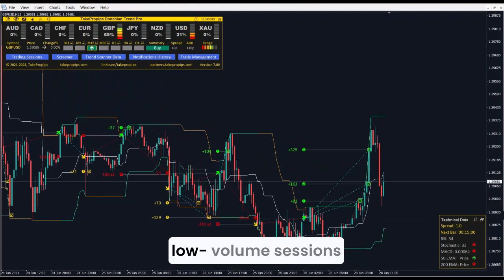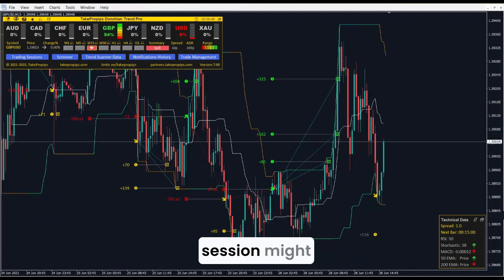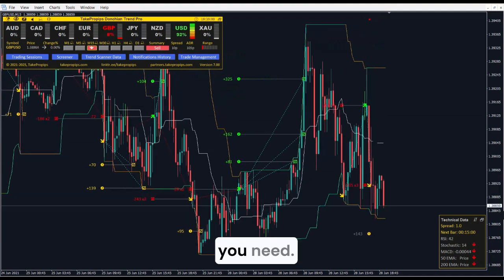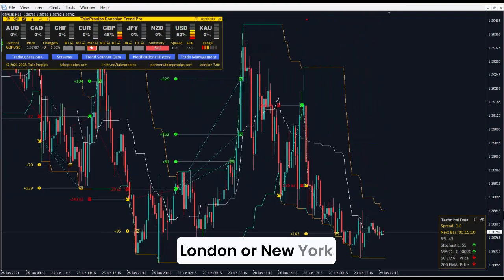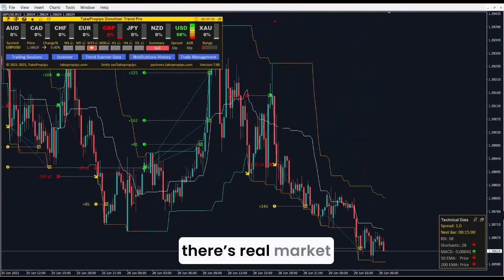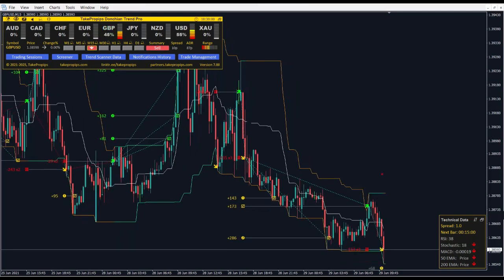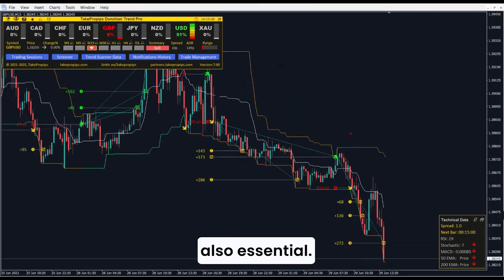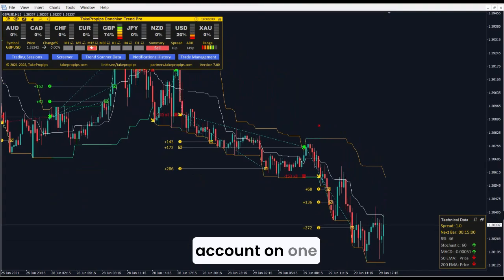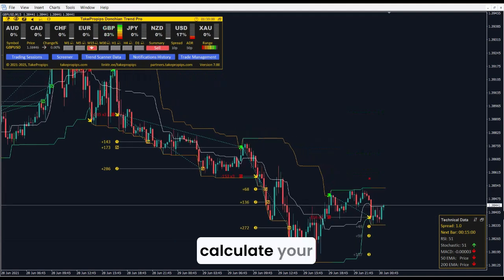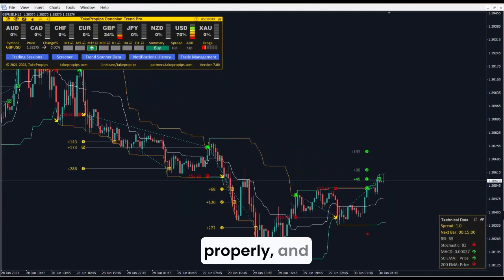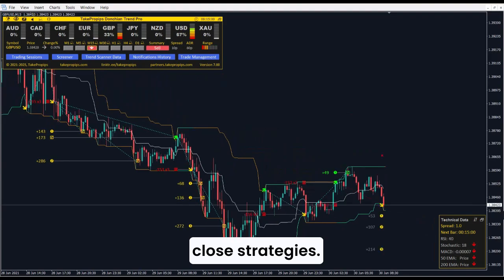Before you jump into any breakout, remember this: timing is critical. A breakout during low-volume sessions, like the Asian session, might not have the momentum you need. Focus on breakouts that happen during London or New York overlap, when there's real market participation. Risk management is also essential. You don't want to throw half your account on one breakout trade. Use predefined stop-loss levels, calculate your position size properly, and consider partial close strategies.